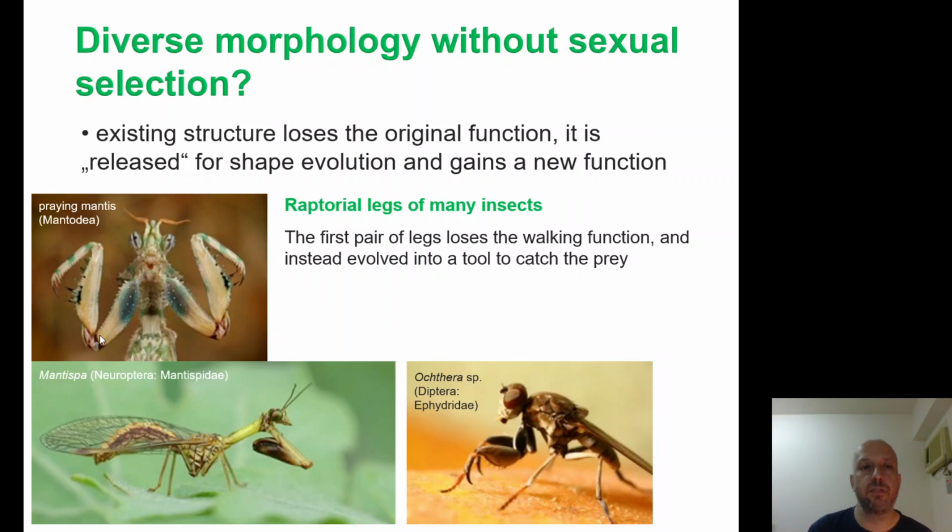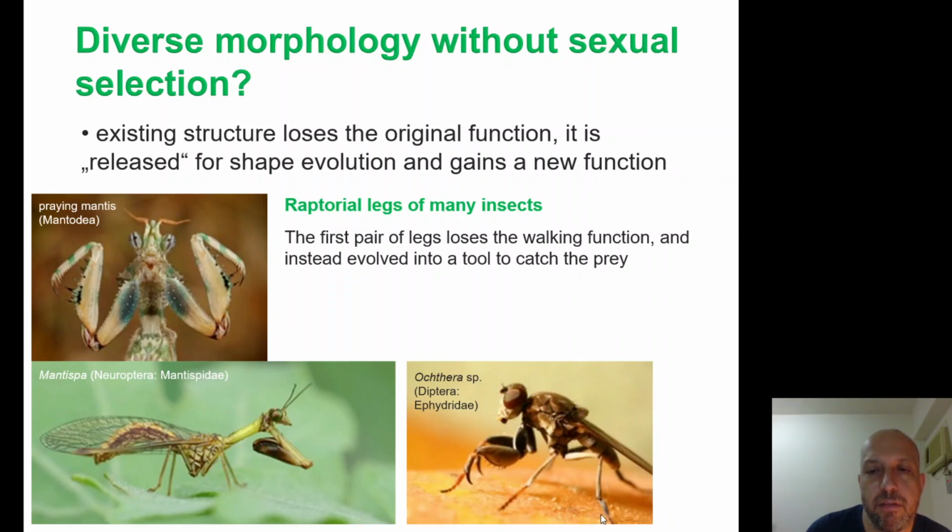These are the legs used for catching other insects. Naturally, this can only happen once the first pair of legs is released from the original function, right? If your leg is still serving for walking, then it cannot look like this. It would not work. But in all these animals, we have not only praying mantises, which you know, but we also have the false mantises. This is a totally different group, but it also has these legs. And we also have some flies which have this kind of leg.